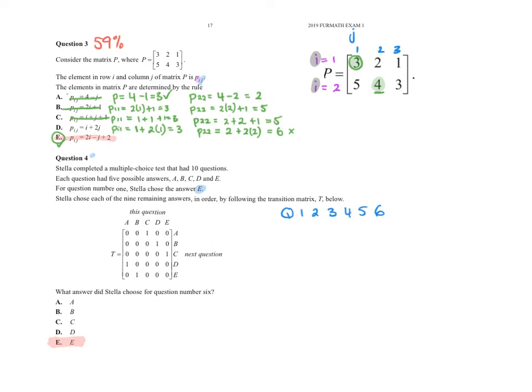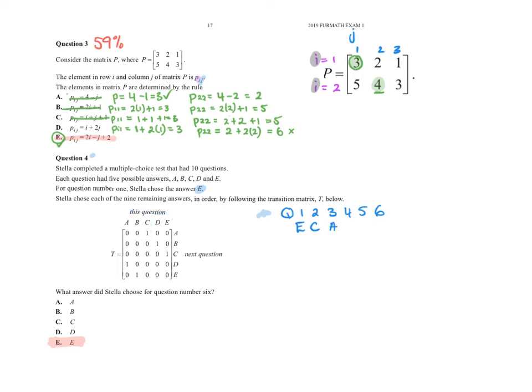So I've just written out here the 1, 2, 3, 4, 5, 6. Now, she chose E for question 1. So you're at this question at the moment and you're at E. If you go down E, where there's a 1, that means that's what you're answering for the next question. So you're at C. Now you do the same thing, but you say, this question, I'm at C, and I go down and it's on A. So I write A.